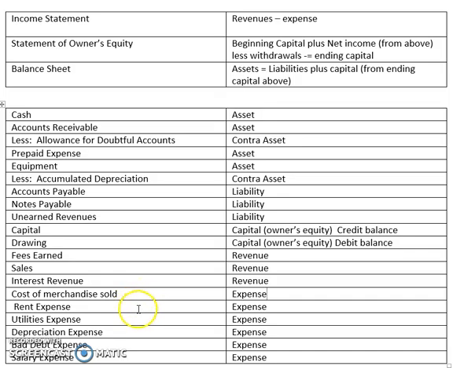And so hopefully this will help you remember how to figure out what accounts go on the financial statements.